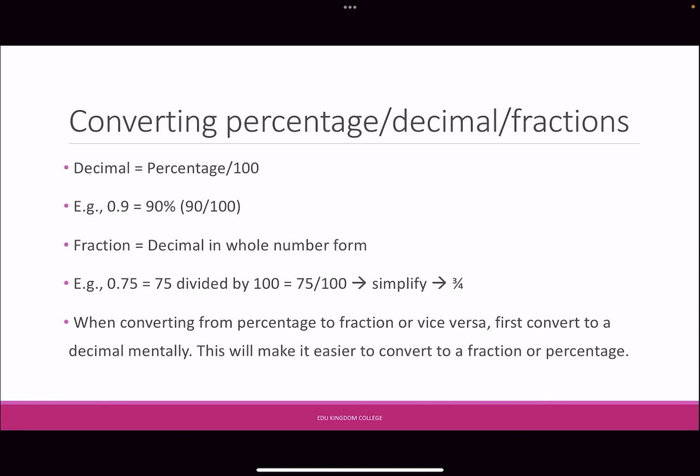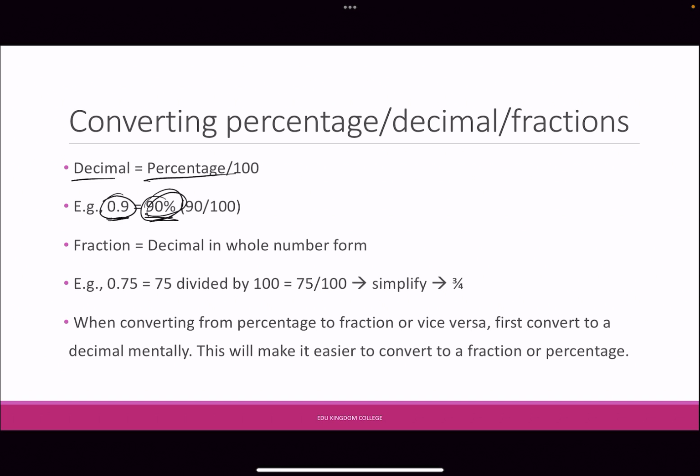So there you go. Now, when we convert percentages to decimals or fractions or vice versa, in any other order, this is what we usually do. Let's say decimals to percentages is what we're going to look at first. A decimal equals a percentage divided by 100. For example, 0.9 equals 90% divided by 100. So 0.9 and 90% are the same thing. To get from 90% to a decimal, you divide it by 100, and that is your equivalent decimal.